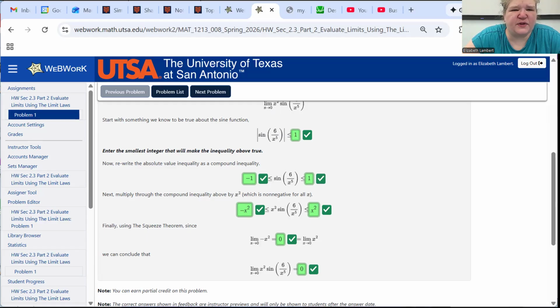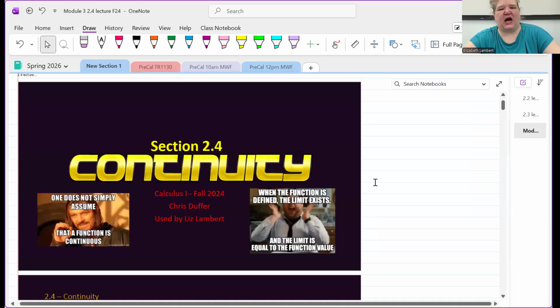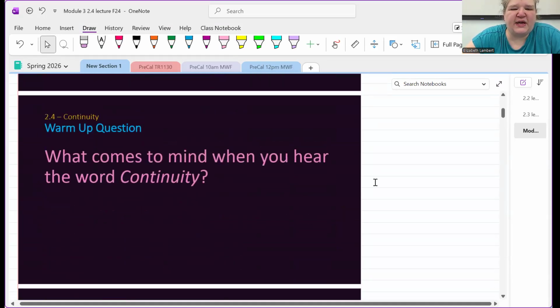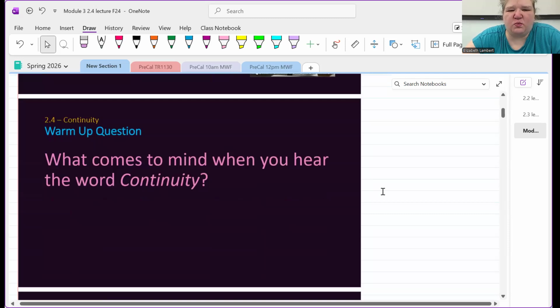All right, let's flip the share back. So what we're going to look at today is continuity. So when we hear the word continuity, what kind of stuff comes to mind?